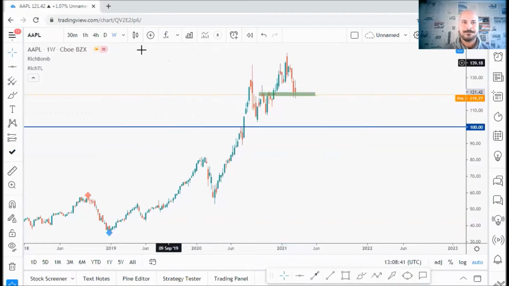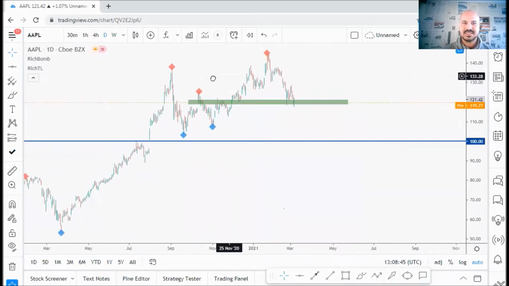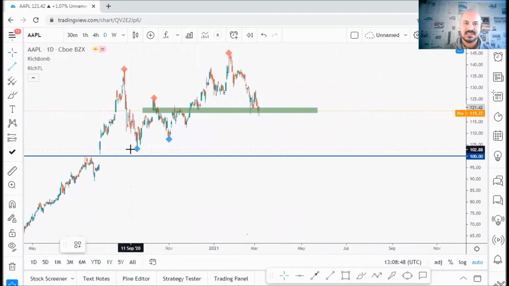And let's continue. If we zoom into the daily time frame, and zoom out a little bit, we can see that now Apple is trading inside the channel.